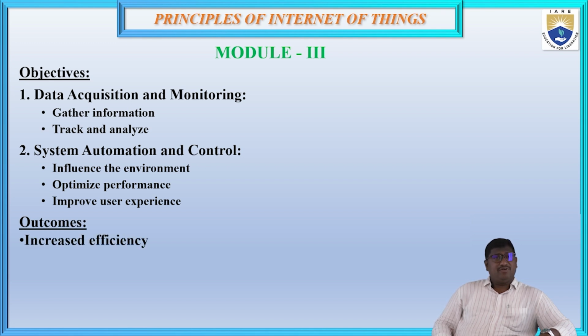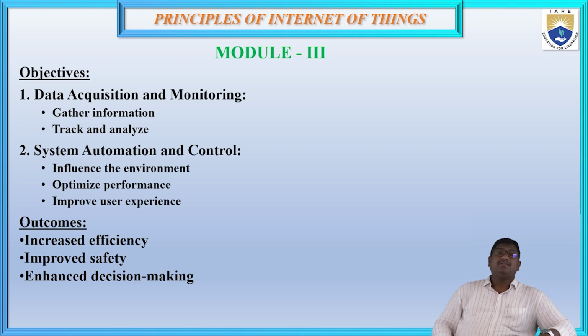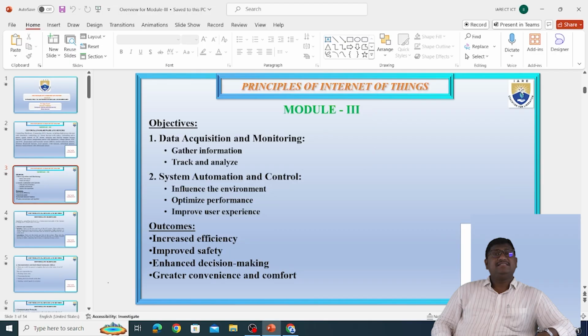Now we will have a view of the objectives: data acquisition and monitoring, where we are gathering the information and tracking and analyzing things. Coming to system automation and control, we are influencing the environment, optimizing the performance, and improving the user's experience. These are the objectives aimed at controlling hardware and sensors. And coming to the outcomes, we need increased efficiency and safety for enhancing the decision making system. Got it, guys?